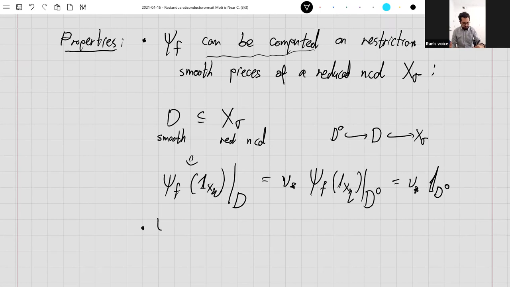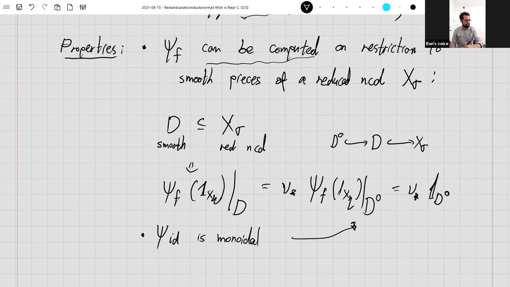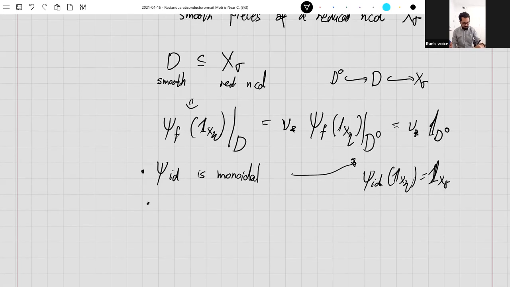Okay, another property is that psi is monoidal. But maybe I use it here. Psi of the identity, 1 x eta, 1 x sigma. Okay, psi is a sheaf.